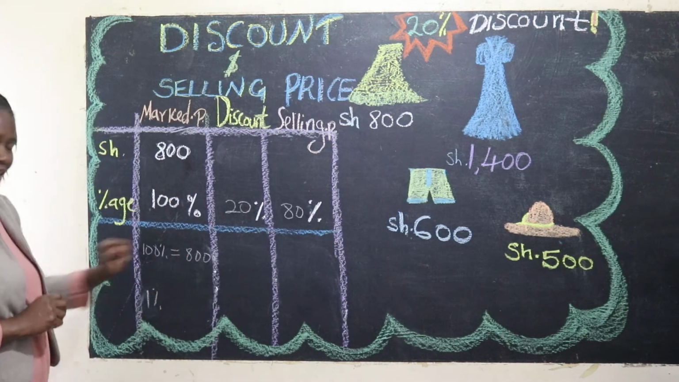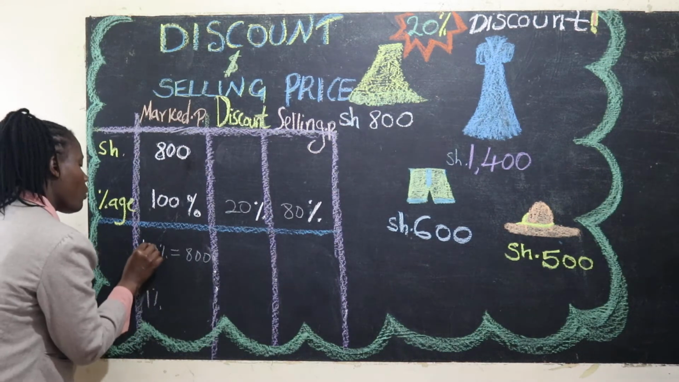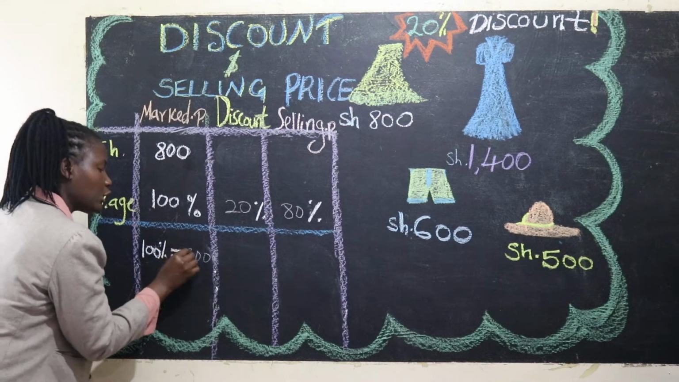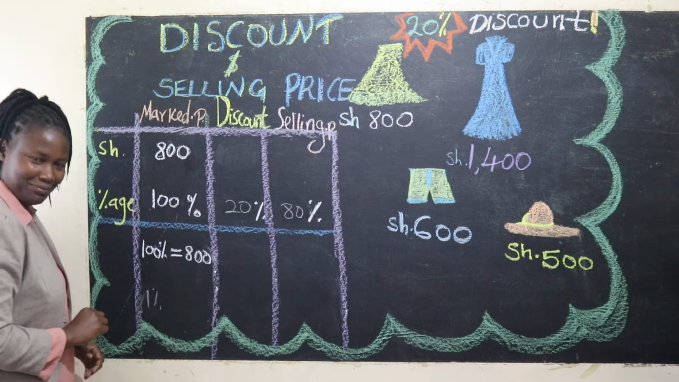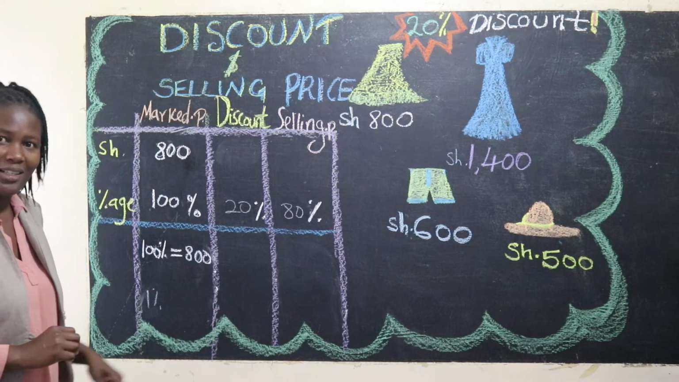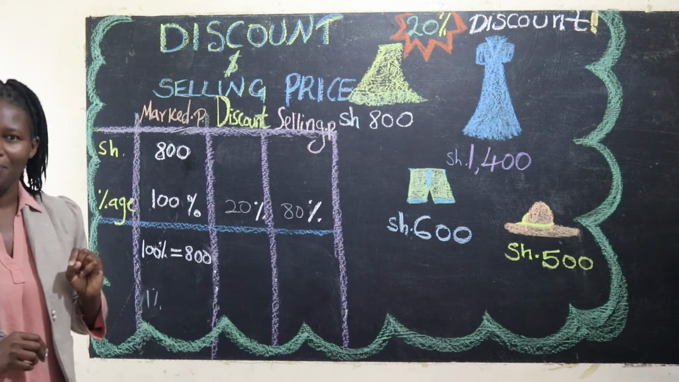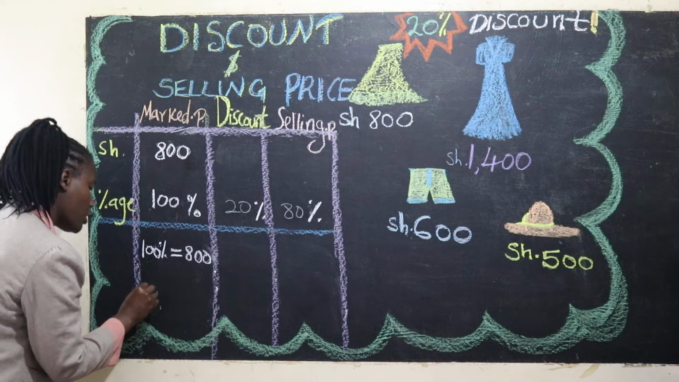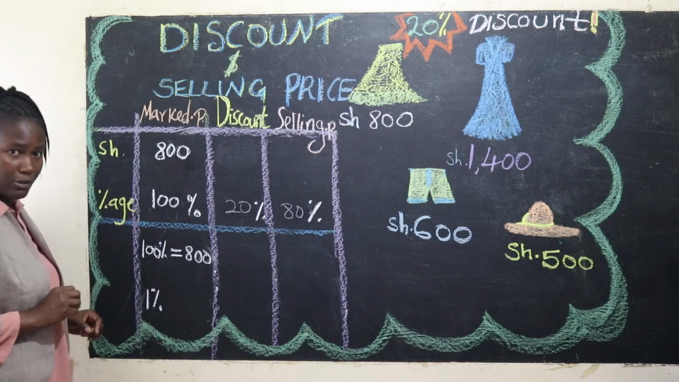Let's come and arrange it this way. So we ask ourselves, 100% is equal to 800 shillings. What about 1%? We're now using a unitary method. What about just 1%? How many shillings will 1% give us?